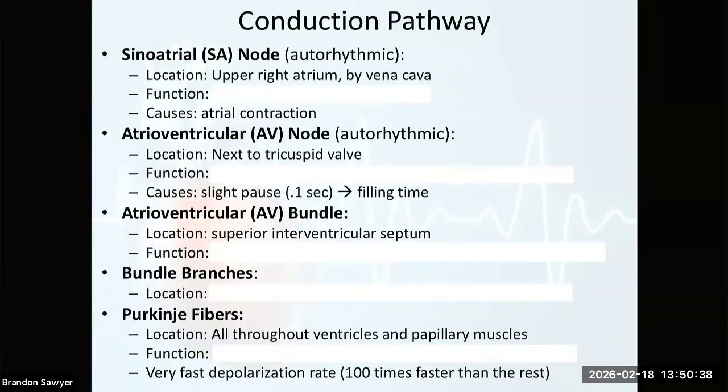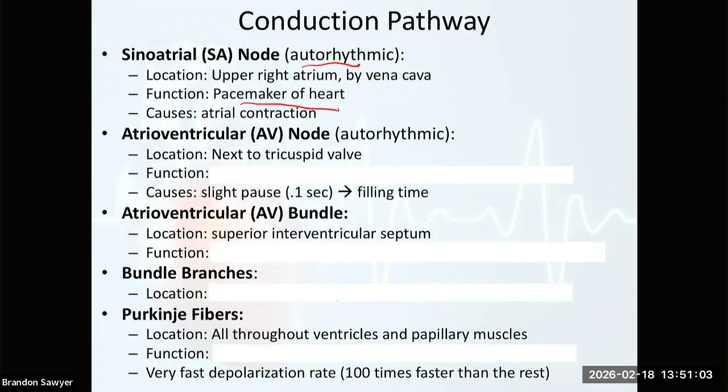Okay, so then let's talk about this pathway of conduction, which you guys have already worked through to get ready for the quiz. We're going to start with the SA node, the sinoatrial node. These are autorhythmic cells. This is the upper right atrium, right by where the vena cava come in. The function of this is to be the pacemaker of the heart. So this is autorhythmic.